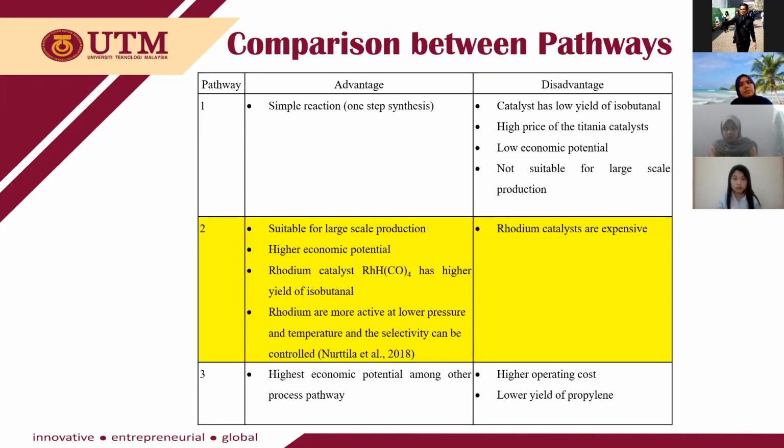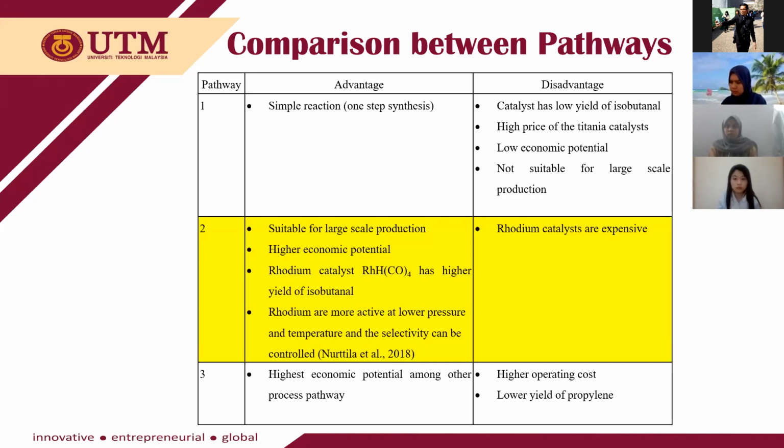Pathway 1 has only one advantage, which is that the reaction is very simple, a one-step synthesis. Whereas the disadvantages are quite significant. First, the catalyst yields low isobutanol product, and the vanadium titanium oxide catalyst used is very expensive due to the complex nature of the catalyst. It also has negative economic potential, and it is not suitable for large-scale production. This indirectly tells us to completely reject pathway 1.